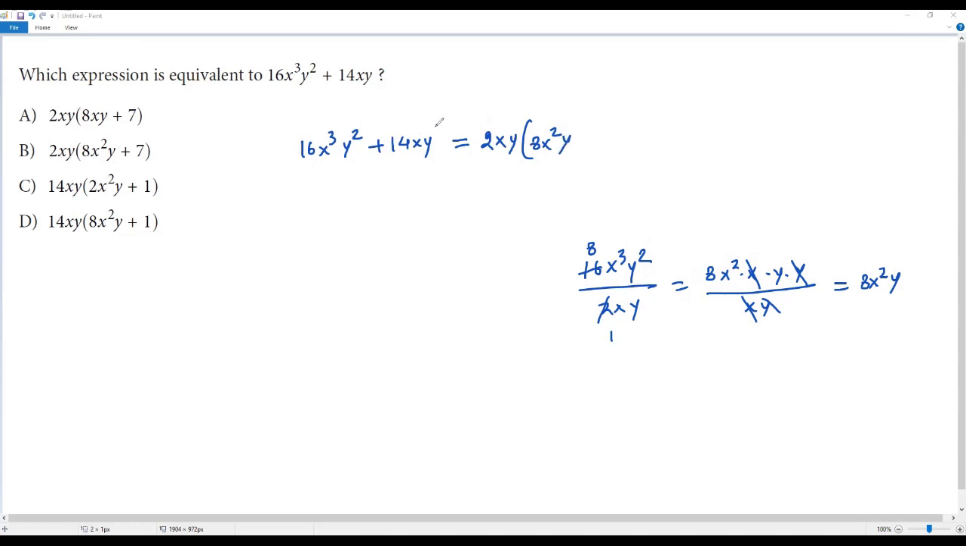Now the same thing, we have to divide this +14xy by this 2xy. Okay, let me do it. +14xy divided by 2xy. This xy will cancel. 2 goes into 2 1 time, 2 goes into 14 7 times. So I am getting +7 over here. Now I got the factored form of the given expression, that is 2xy times (8x²y + 7). We find this exactly in answer choice B. So this is the expression which is equivalent to this one. The correct answer choice for this question is B.